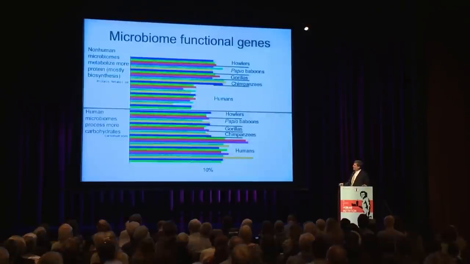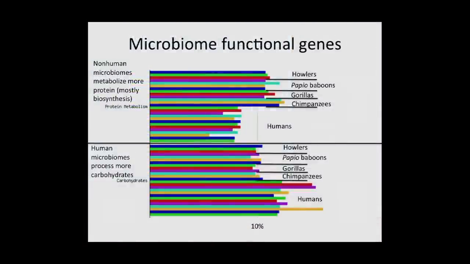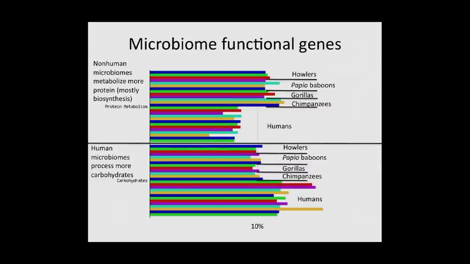The pattern is reversed when we start looking at carbohydrates. And here again, our first blue howler and then humans, we can see that processes or genes that have something to do with carbohydrate processing are a little less common in non-human primates, but they're more common in humans in this particular example. And again, we're talking about 28 general functions here, so if these were allocated simply randomly, we'd be talking about 3% gene function. So this is a substantial portion, we think, of the microbial genome that's dedicated to these particular functions.